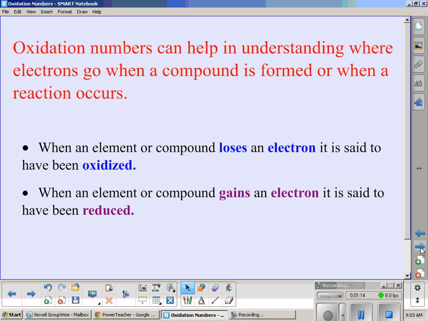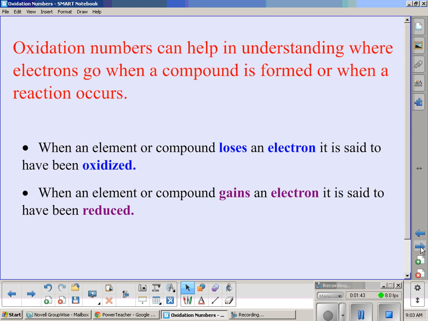Okay. When an element or a compound loses an electron, it's said to have been oxidized. Okay, and here's the part where your brain's gonna go, what? When an element or compound gains an electron, it's said to have been reduced. And everybody's brain has a hard time wrapping around this concept because you're reading, okay, something gains electrons, but it's reduced. Your brain just has a tough time with that.